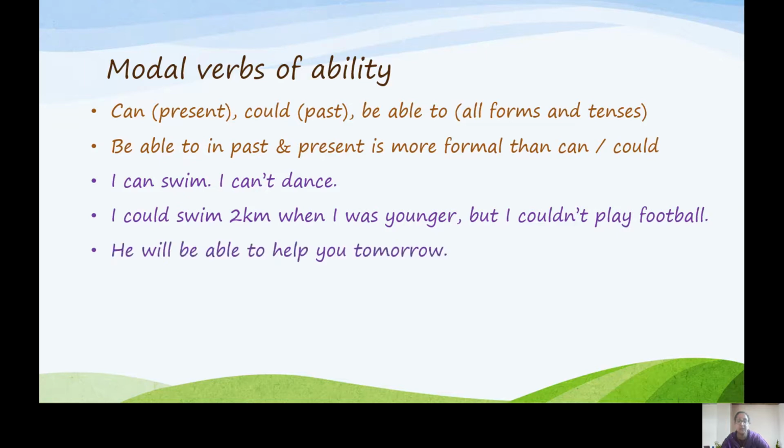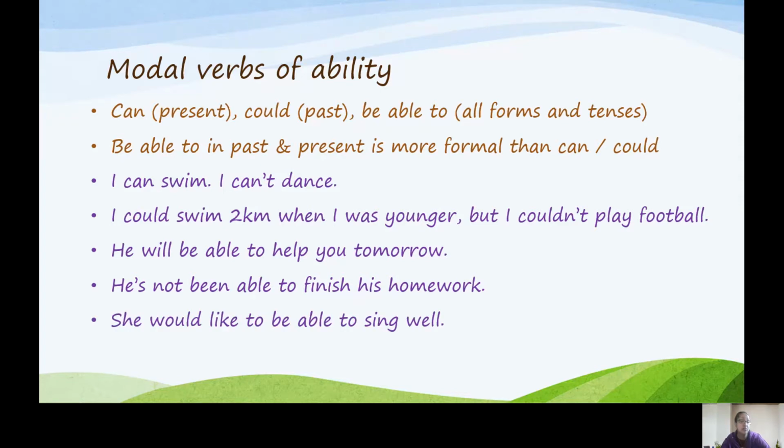He will be able to help you tomorrow. We're using be able to in the future. He's not been able to finish his homework. Present perfect. And we can use it with all the tenses. She would like to be able to sing well. Here, it is used in the infinitive. I love being able to help people. And here we have the gerund.